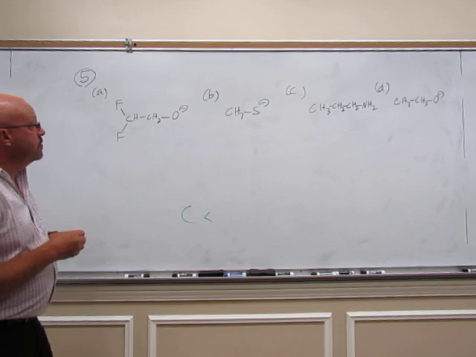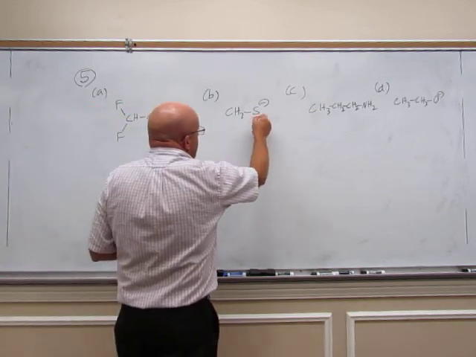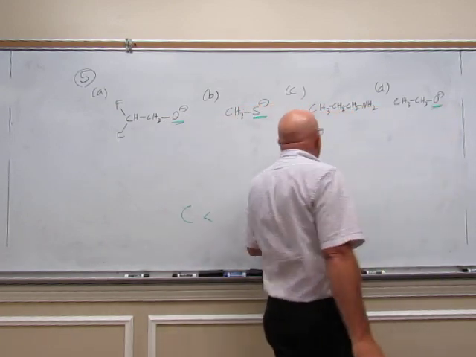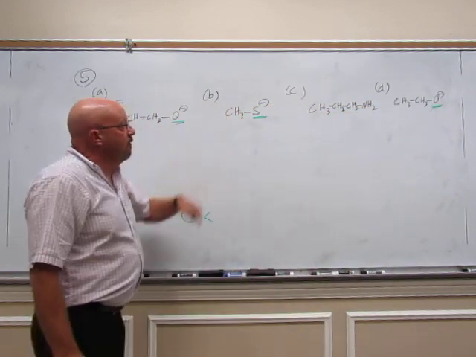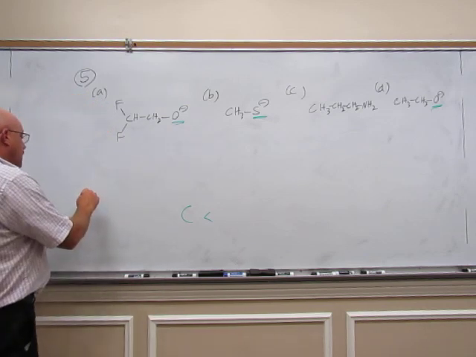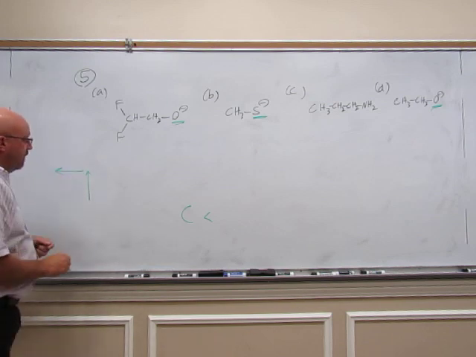Looking here at the others, the full negative is on the oxygen. That's our basic site. And we have negative charges on oxygen and on the sulfur. Basicity, as far as periodic trend, goes up a column and from the right to the left.